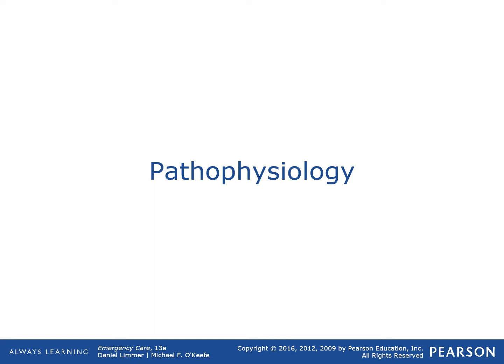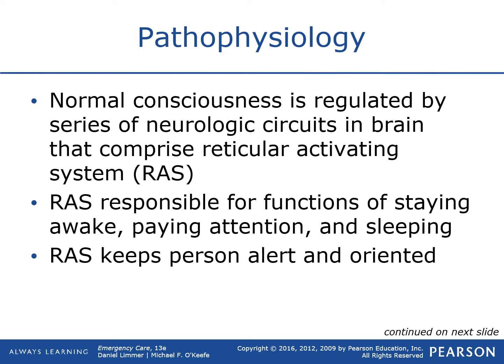Alright, so starting off with some pathophysiology. Remember, this is the study of how the diseases actually affect our body. So, this should be a little bit of review at this point, but our normal consciousness is regulated in our brain, and it's a series of neurons that comprise the reticular activating system, otherwise abbreviated as the RAS.